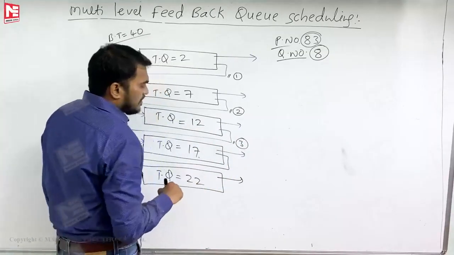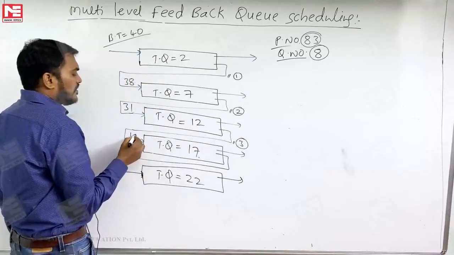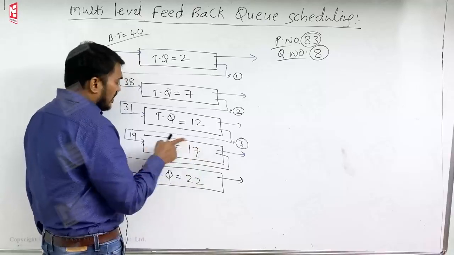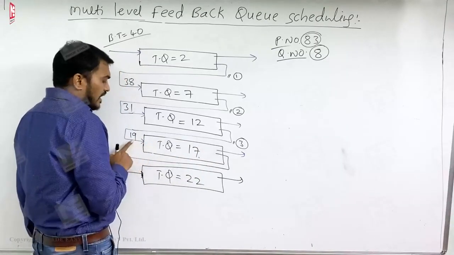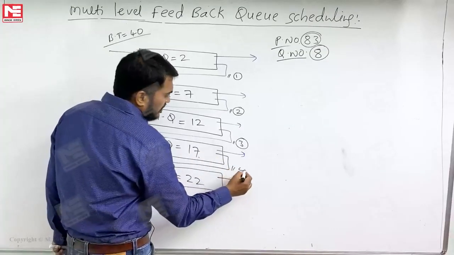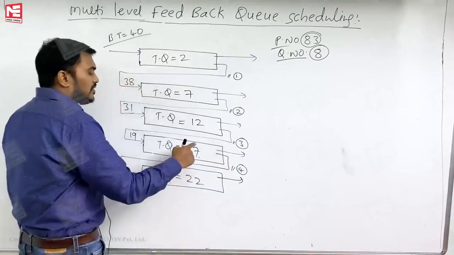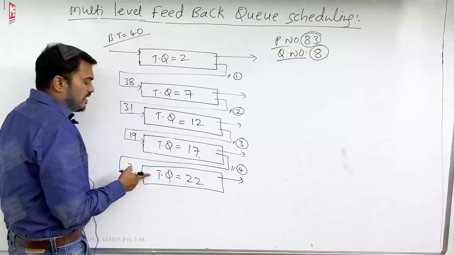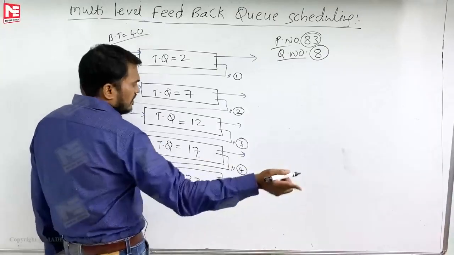Third time you are interrupting the process. 31 minus 12, so how much is that? 19. So here you execute for the time quantum 17. Here also it will not complete. See, 19 seconds is the burst time and the time quantum is 17. So see, fourth time you are interrupting the process and you place it in the next level ready queue with the remaining burst time, that is 2. So here anyway the time quantum is 22, so it will complete the execution.